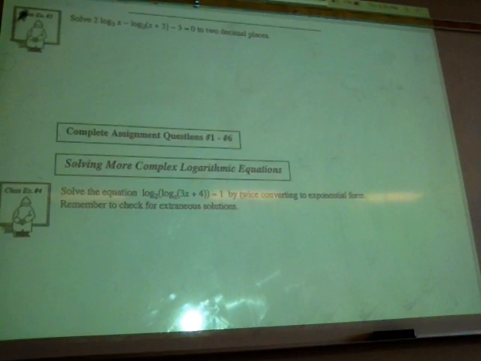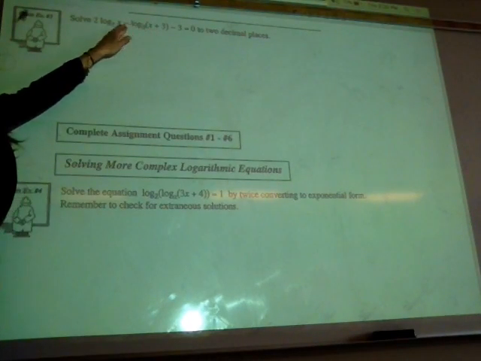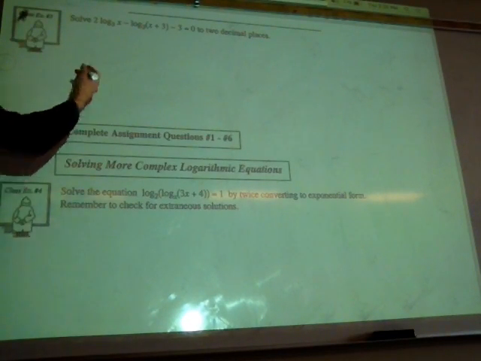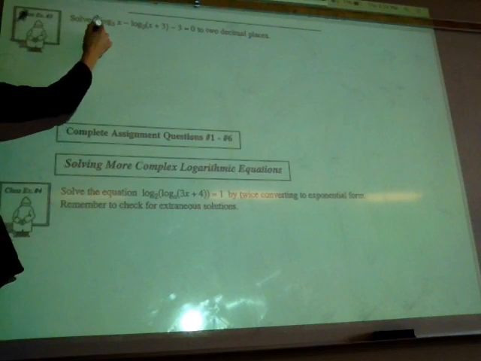Okay, next one. Let's think of all the laws of logs and see how we're going to solve this. Because I have this coefficient out front, can I use the quotient law yet? No, so let's get rid of that too. Which law do I use? Power law. Okay, power law. We're going to move that 2 from the position of a coefficient to the position of an exponent.